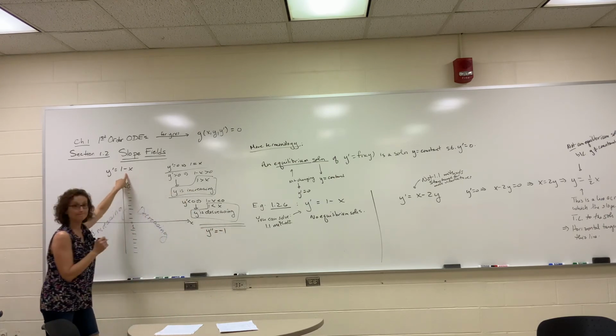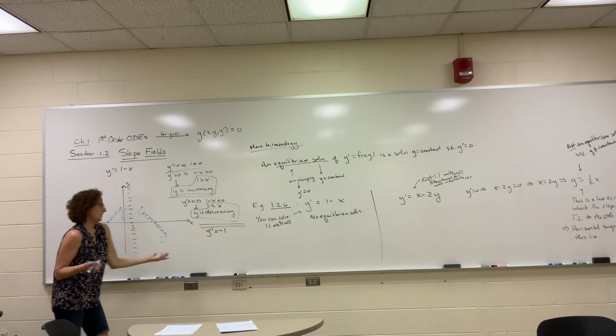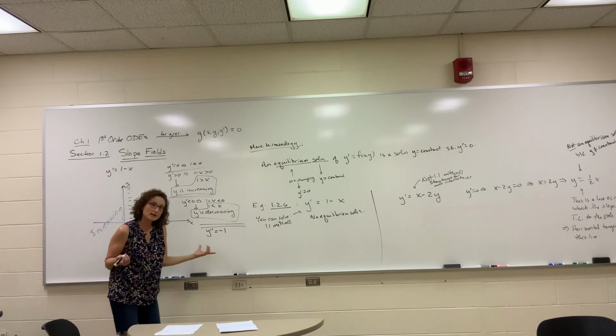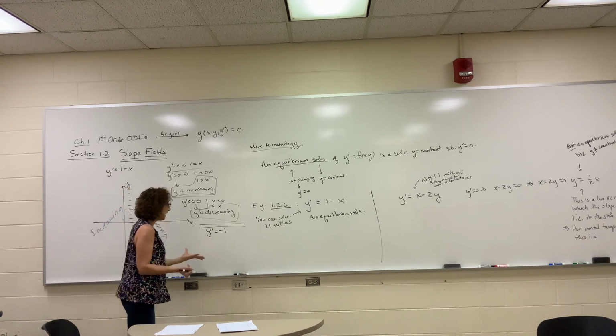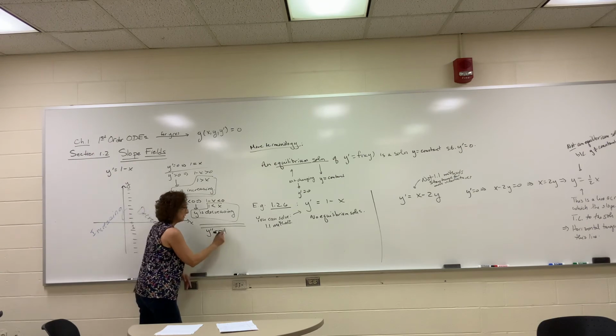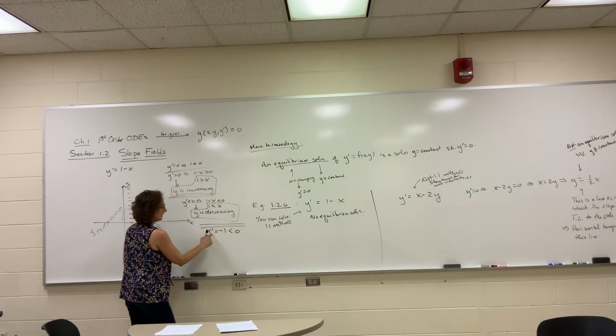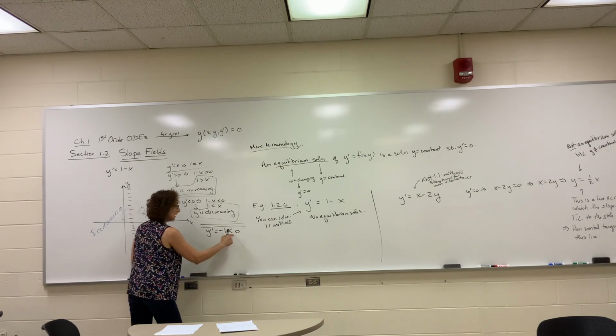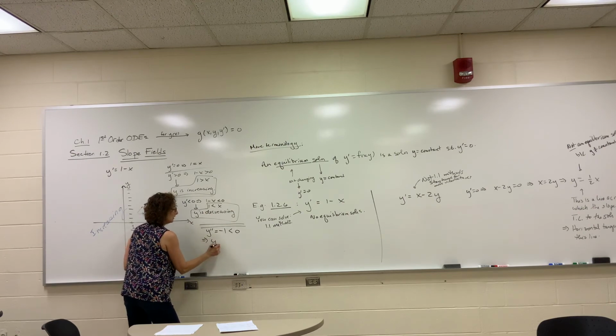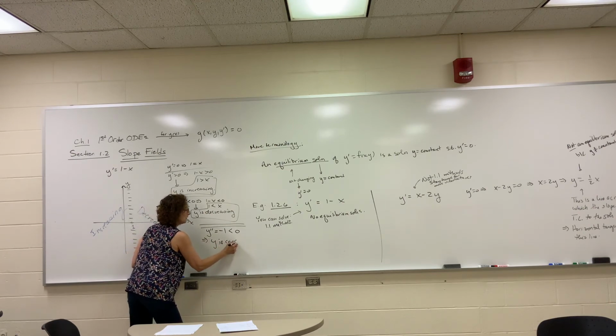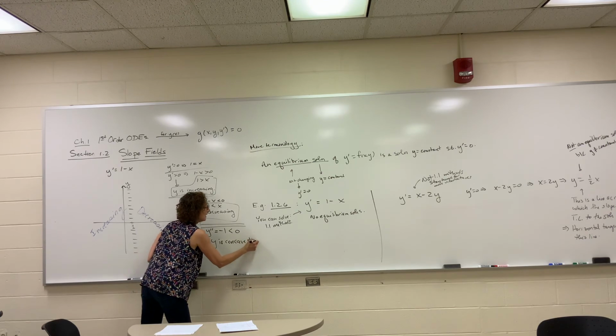Yeah? Okay. Well, what do we care about with y double prime? What does that tell us about? Good, concavity. What do we know about negative 1? It's always negative. So if the second derivative is always negative, then what does that mean about y? Y is concave down everywhere.